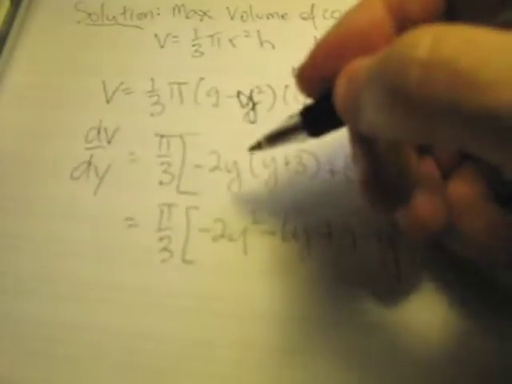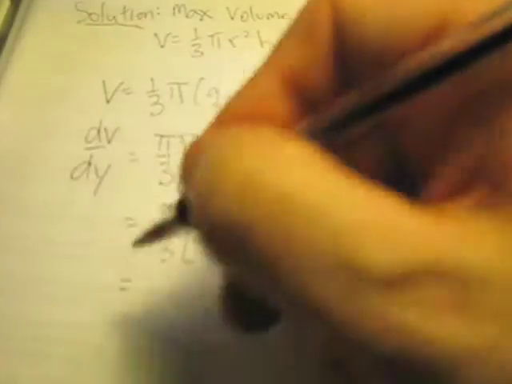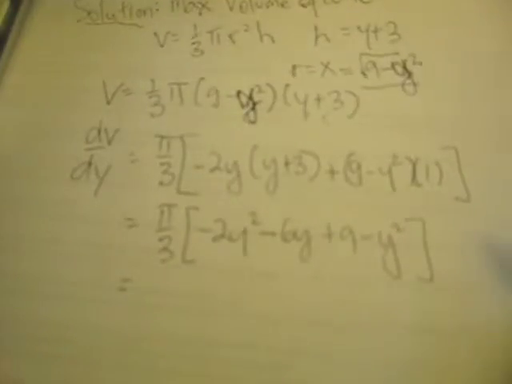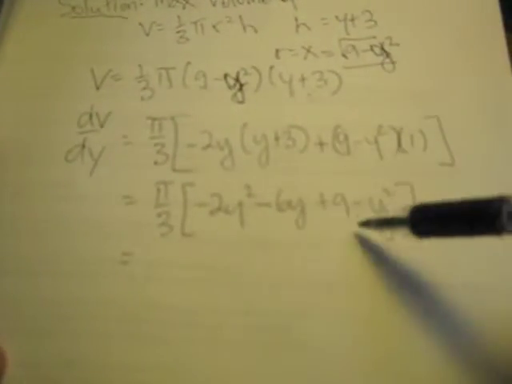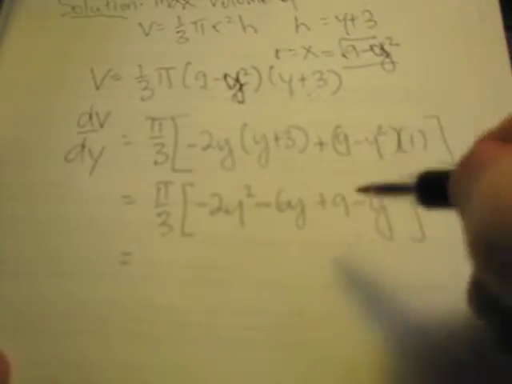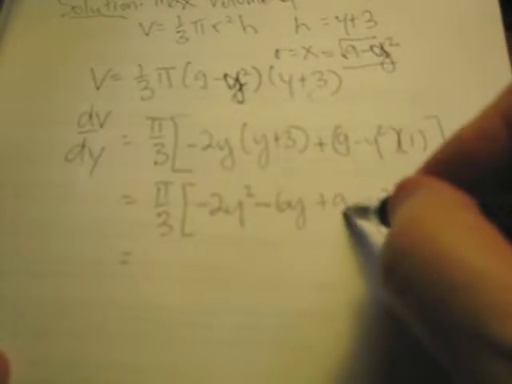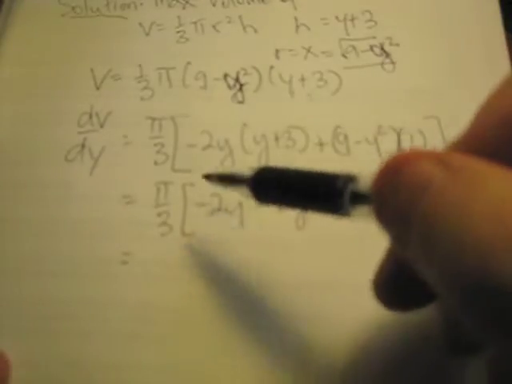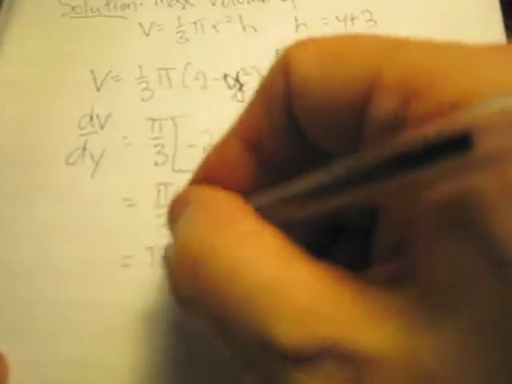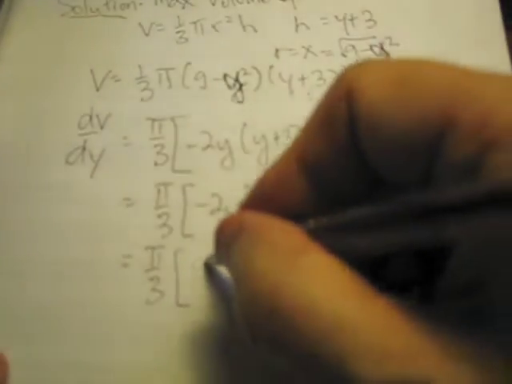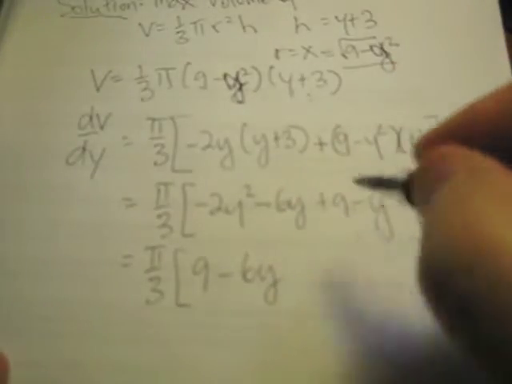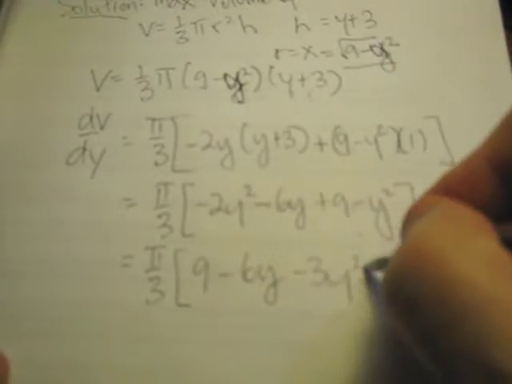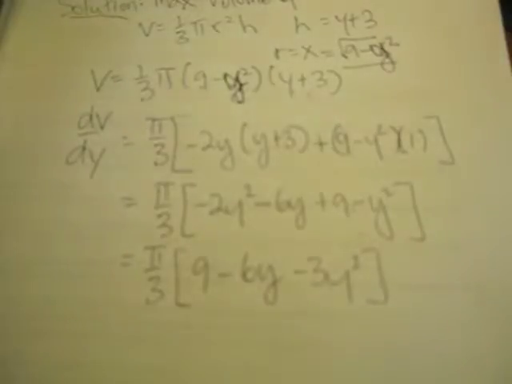Now simplifying this, we're going to have a negative 3y squared, we're going to have a 9, so we have pi on 3 times 9 minus 6y minus 3y squared.